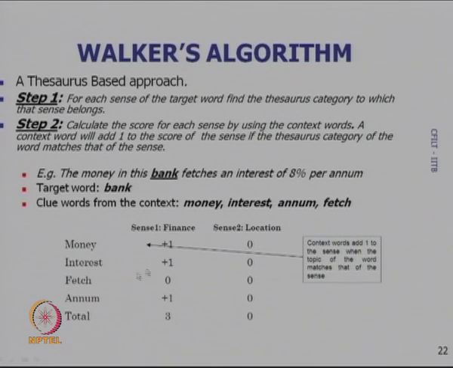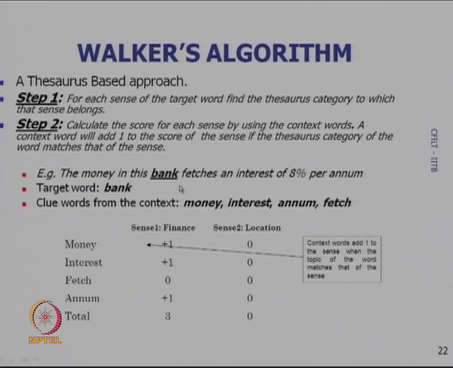Interest is in the finance domain. Fetch does not add anything to any of the counters. Annum adds 1 to the finance counter, nothing to the location counter, and thereby we find that the finance counter has a value of 3, location counter has a value of 0, and therefore, the finance sense of bank here is the winner sense, and that is appropriate. In this particular sentence, I find that the finance sense of bank is used.